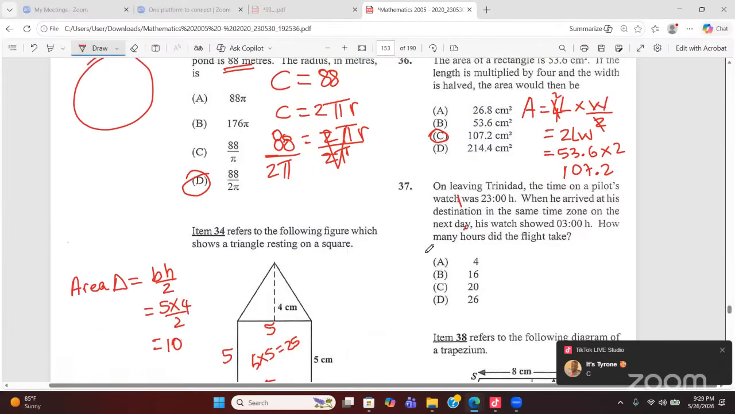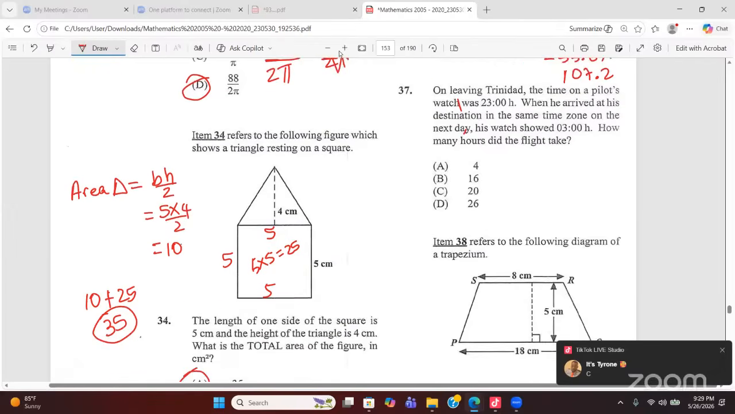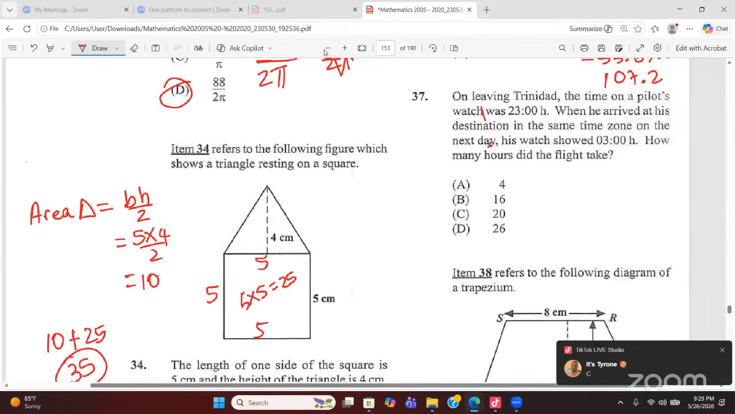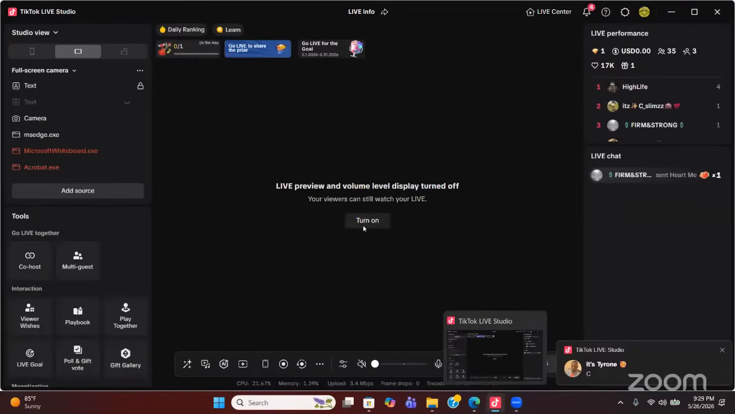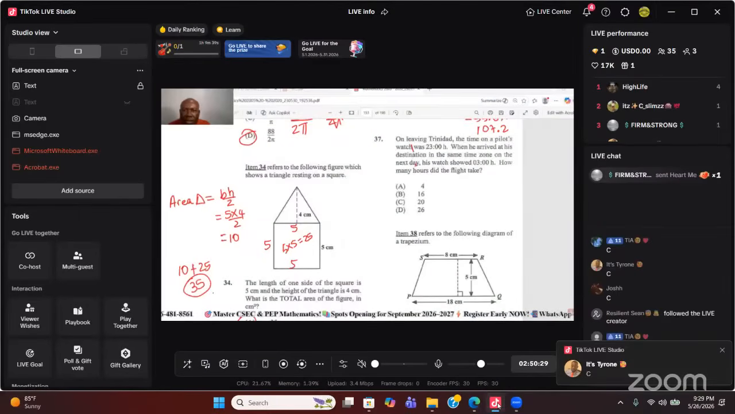Now let's see number 37. Now 37 says, on leaving. Hold on, let me draw this across. This is a little bit too big. Let me check this, make sure it's on the screen for me. The live preview display is gone. Okay, it's back. All right, good.